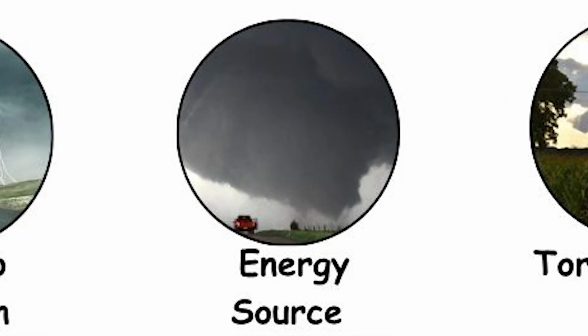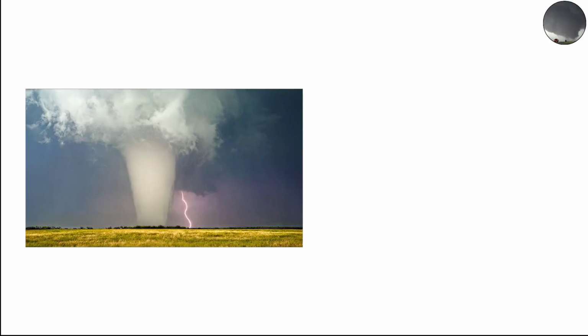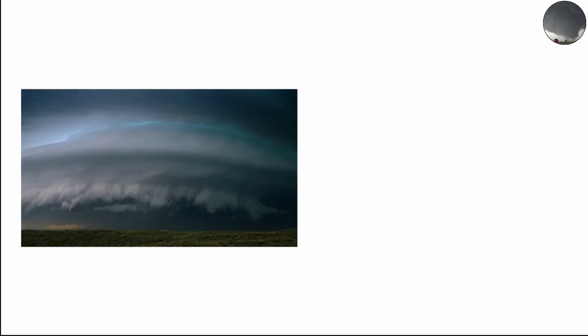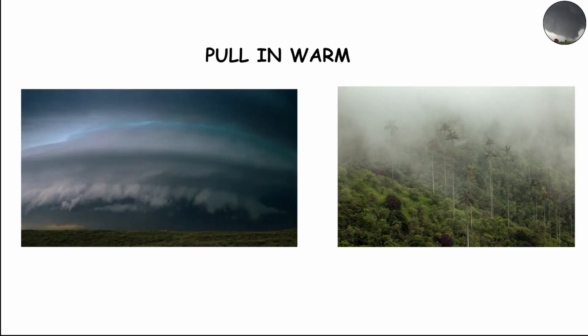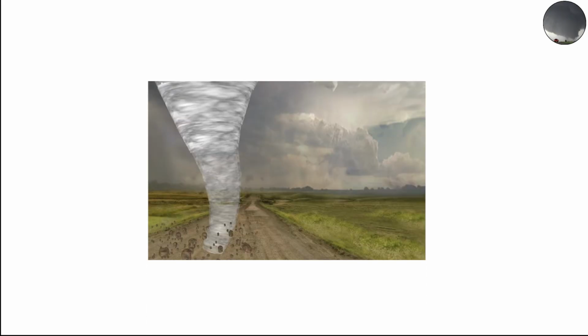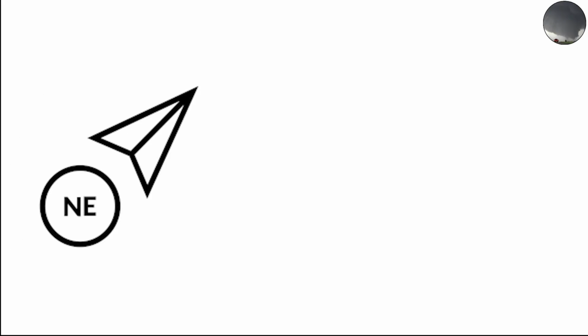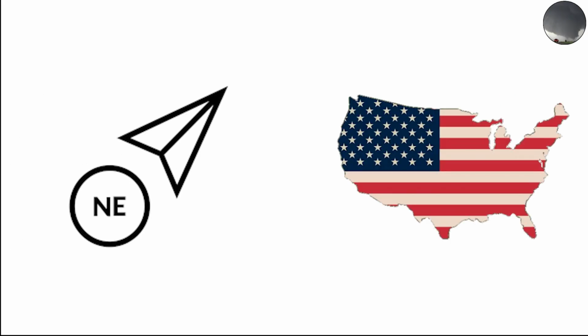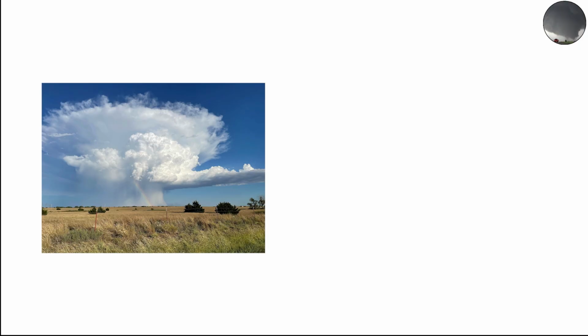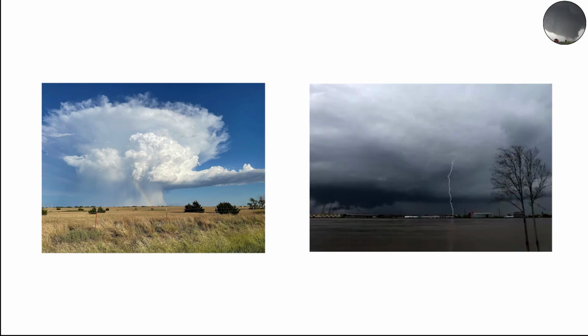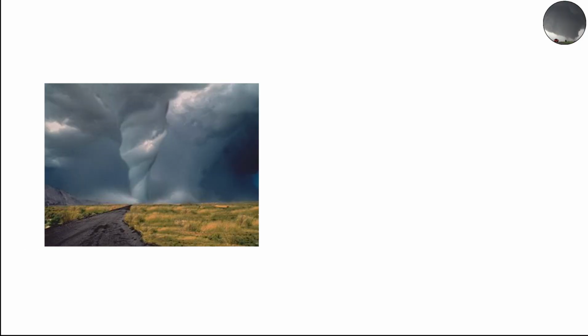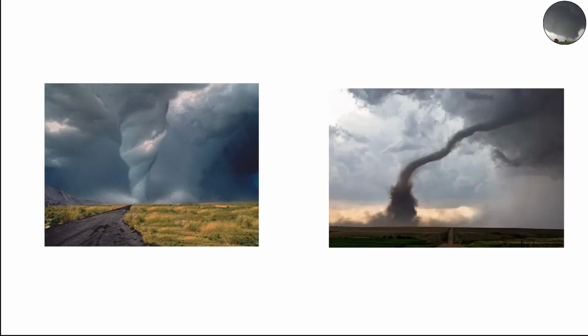Energy source and movement. A tornado draws its energy from the thunderstorm that spawned it. As long as the storm's updraft continues to pull in warm, moist air from the surface, the tornado can keep spinning. Most tornadoes move in the same direction as the parent storm, often toward the northeast in the United States, at speeds ranging from 10 to 60 miles per hour. If the storm weakens or moves into a region with cooler, drier air, the tornado's energy supply is cut off, and it begins to weaken.